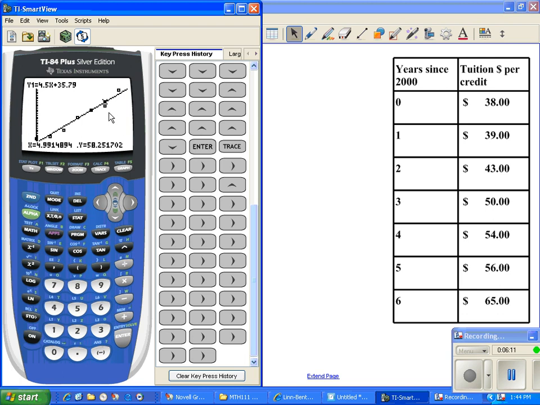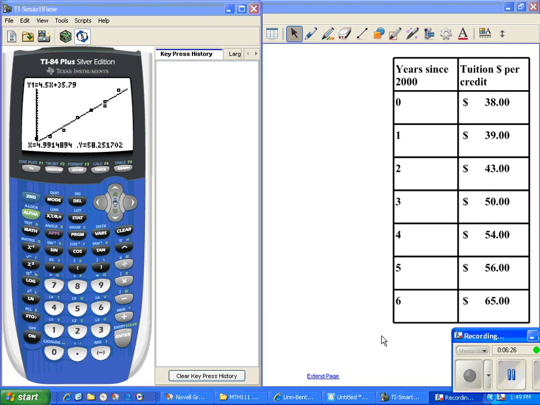Now that we have our data set, we could estimate the tuition in the year 2010. And let's see, so that would be 4.5. Sorry, had a little interruption there. But I think we're about done.